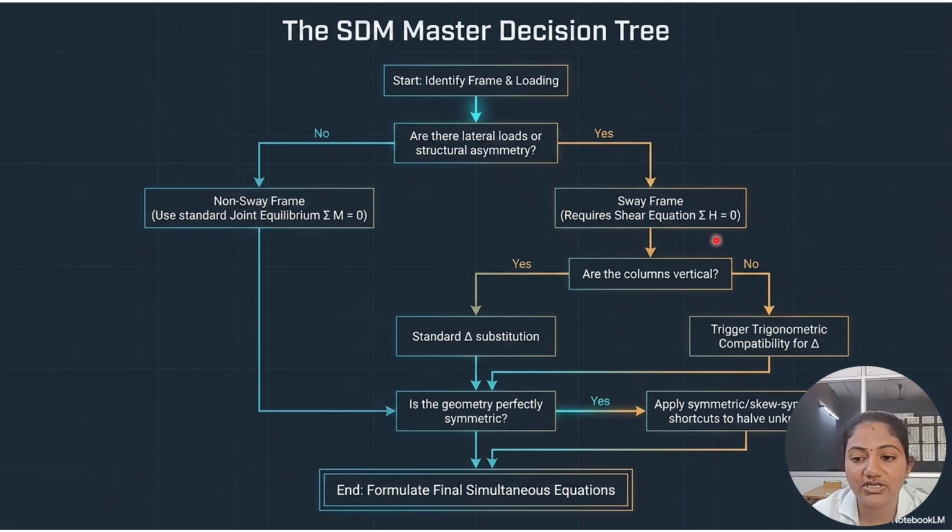Here the summation H, which is the summation of horizontal forces, is equal to 0. Or if the columns are vertical, they will go with the substitution of the delta value, or they will go with the trigonometric compatibility, which is a right angled inclined sway equation. If it is satisfied, they both go with the geometric perfectly symmetric check. If it is okay, they will apply the symmetric equation, and then we can find the simultaneous equations of the slope deflection method.